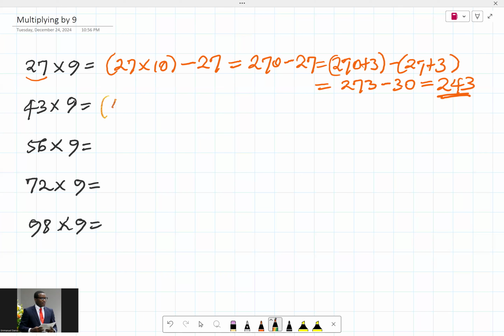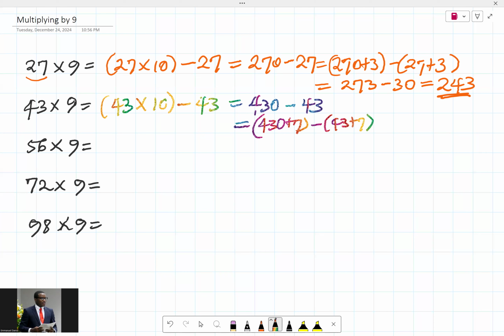So the trick is multiply 43 by 10 and subtract 43. So now you have 430 minus 43. So we can take this up to 50, right? Because it's easier to subtract 50. So you need to add 7 to 43 to make it 50. So you have 430 plus 7 minus 43 plus 7. So that's like 437 minus 50. So now it's easier to subtract 50.